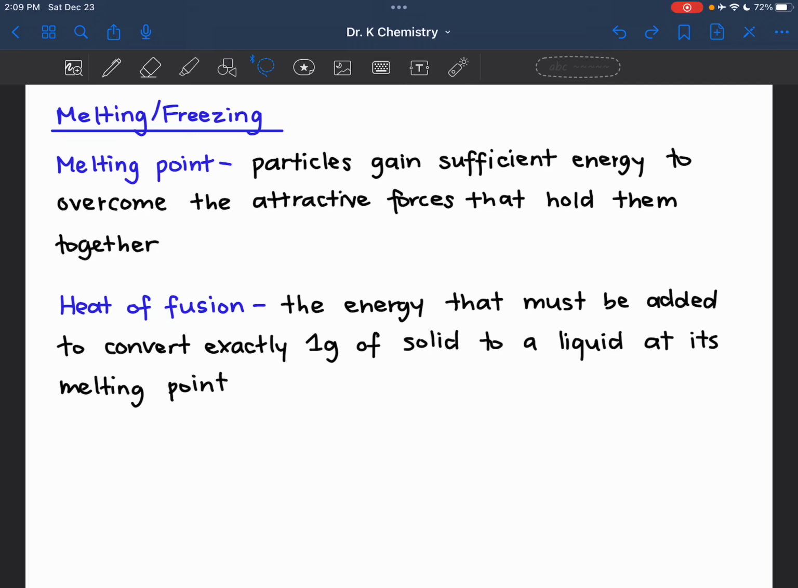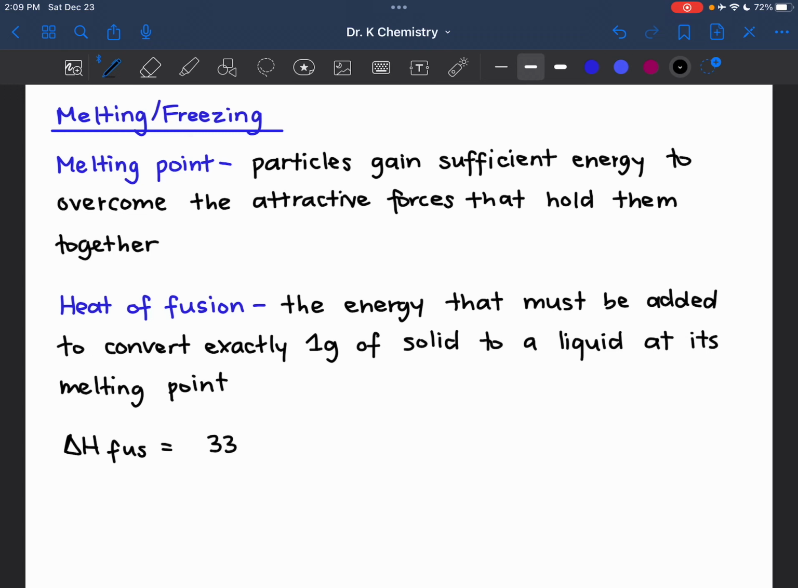And that process is what we call the heat of fusion. So heat of fusion is the energy that must be added to convert exactly 1 gram of a solid to a liquid at its melting point. So there is an equation for heat of fusion, and the exact number is going to vary depending on the substance that we are concerned about.